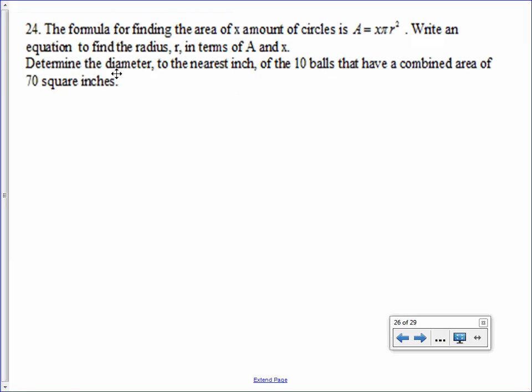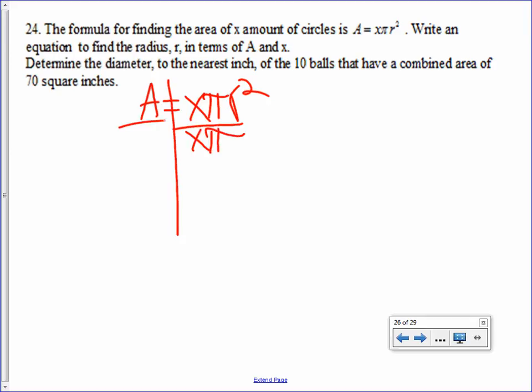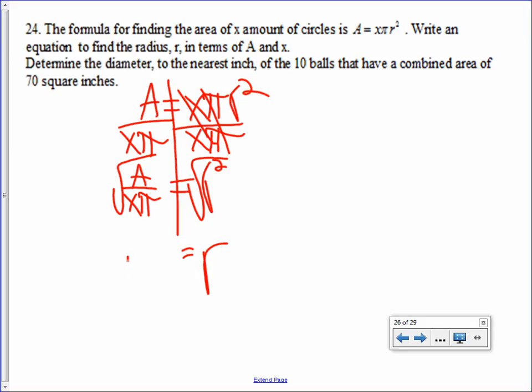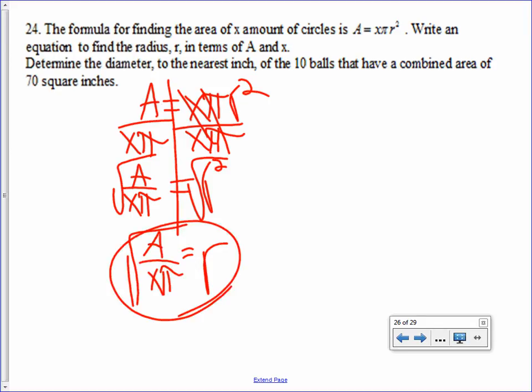The formula for finding the area of x amount of circles is A equals x pi r squared. Write an equation to find the radius. I gotta get r by itself. So, again, same as last time, I can't do any of my other steps. I'm just gonna divide. I gotta get rid of that radical, so I take the square root. And I get r equals radical A over x pi. That's the answer to the first part of the question. Determine the diameter to the nearest inch of the 10 balls. The amount of balls was x. So x is 10.